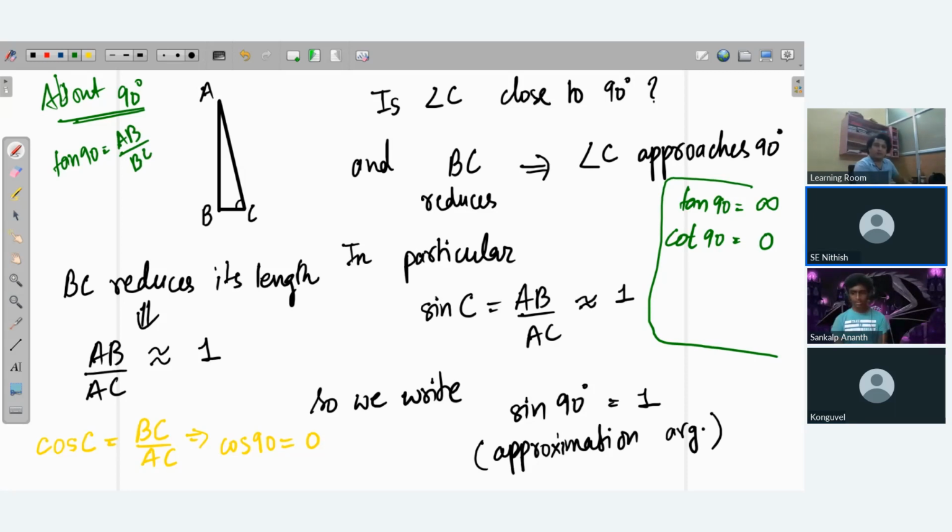Undefined or infinite, both are the same. Pankaj likes infinite, so we will use that. Understandable this much? Yes, sir.